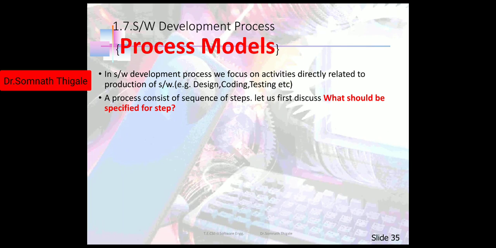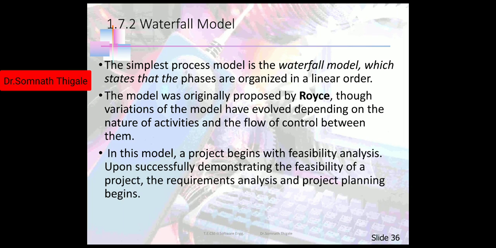In the software development process model, some styles are very famous. The first is the waterfall process model, the second is the iterative approach, the third is prototype, the fourth is the spiral model, and the fifth is the V&V model, that is verification and validation model, as part of our syllabus. So let's start with the first, the waterfall process model.